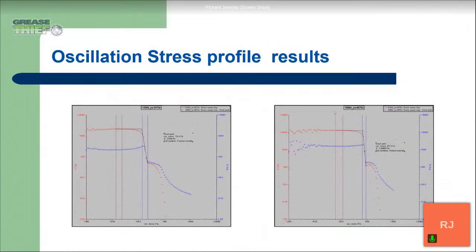So first, we're going to go over the oscillation stress profile results. So here we have two different profiles. They look very similar. One thing that I'll point out is that on the y-axis on the left, where the G prime is, you'll notice that that scale is different in the two images. So the image on the right, even though they look the same, has a much larger G prime response. It's over 120,000, whereas the graph on the left has a G prime response of 21,500.